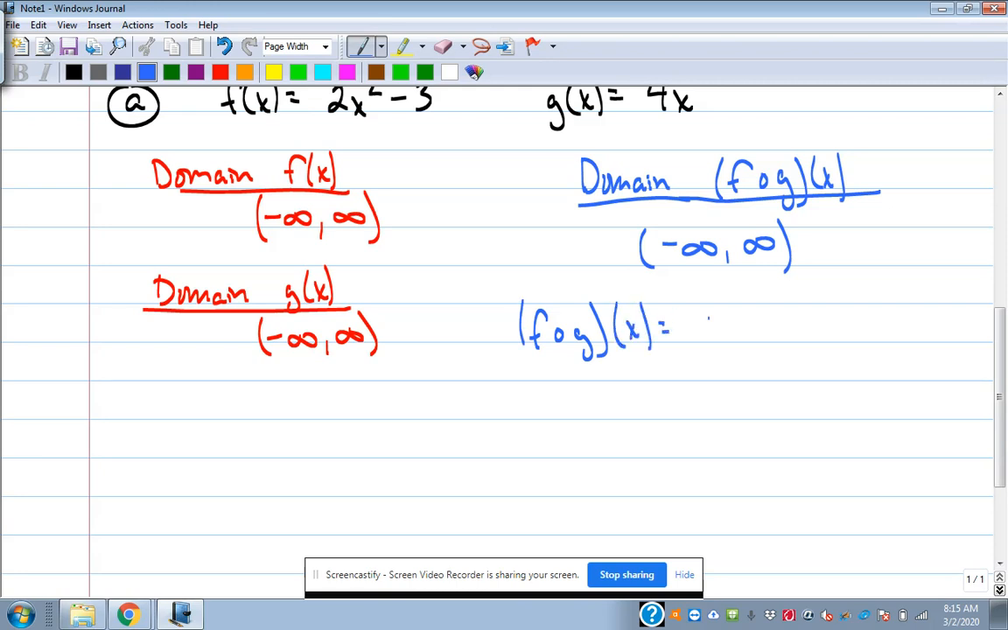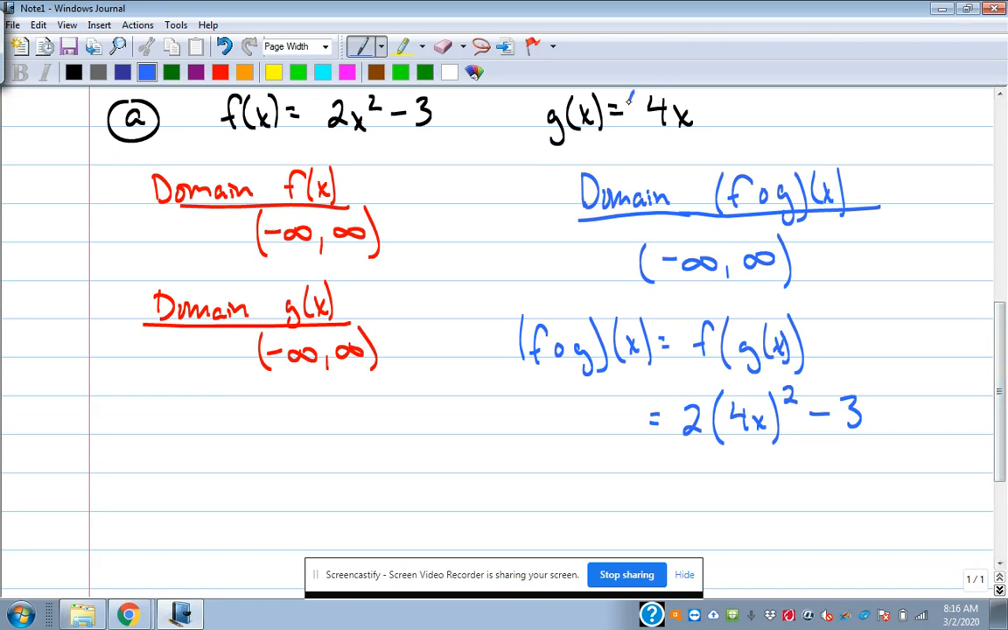F composed with g of x means take g of x and put it in the place of x in f of x. So we're going to take 2 parentheses 4x squared minus 3. So we took g of x and we replaced x with it. That's all we're doing to find a composite function. And then we're going to simplify.